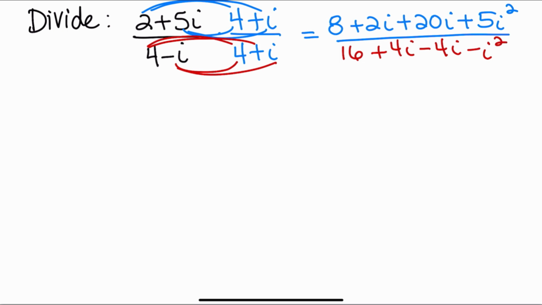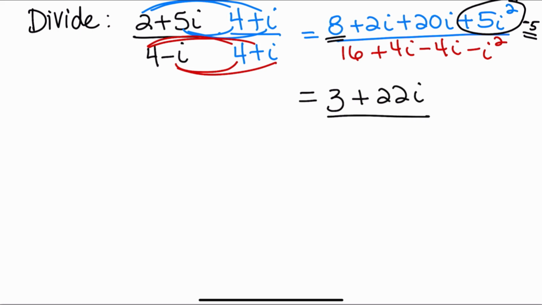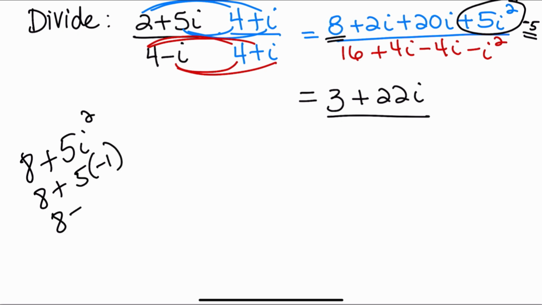Let's go ahead and start simplifying this problem. In the numerator, this positive 5i squared really means negative 5. So I have positive 8 minus 5, which is 3 plus 22i. Hopefully I didn't lose you there. 8 plus 5i squared means 8 plus 5 times negative 1, which is 8 minus 5, which is 3. That is where this 3 came from.